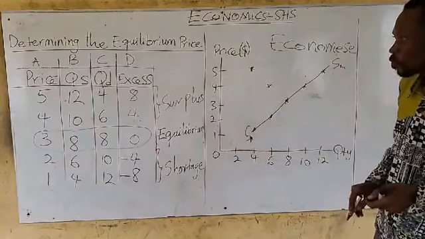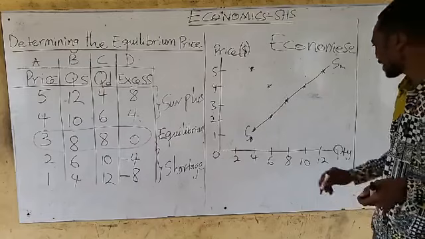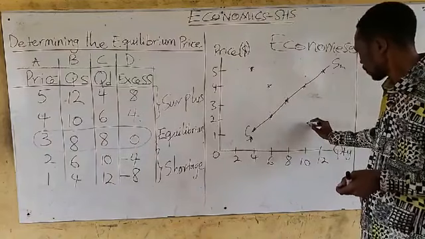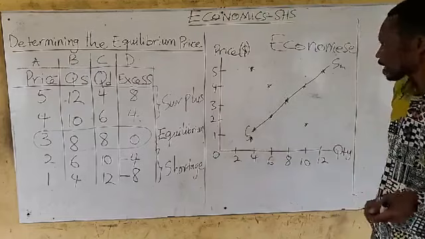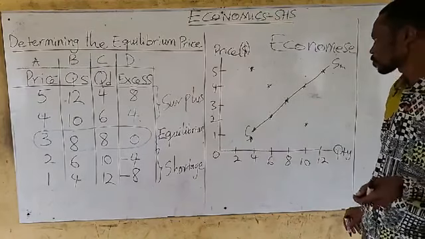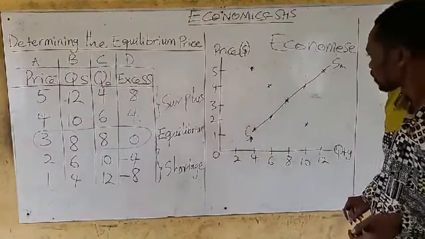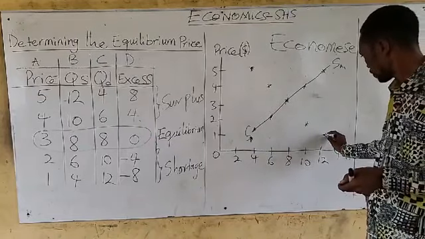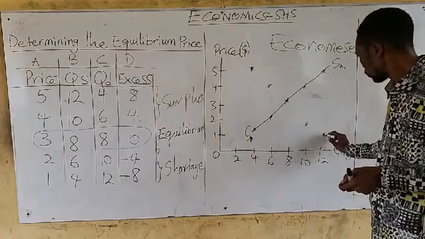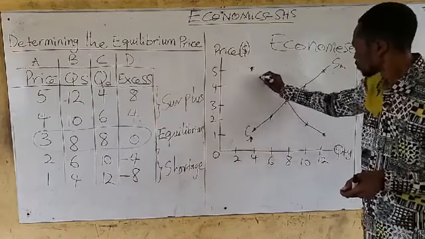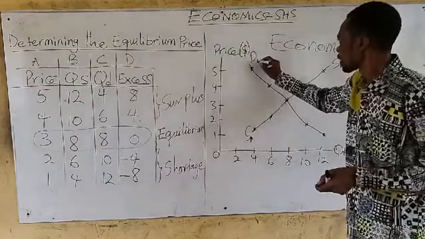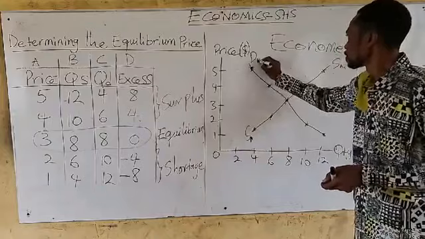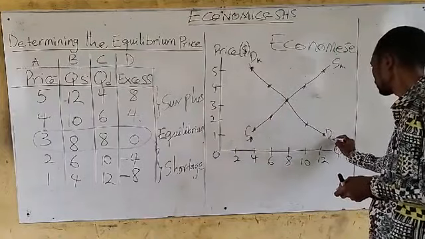Okay. Then let's move to the price of 2. Kofi came to buy 10. Then the last one, the price of 1, Kofi came to buy 12. 1, 12. Okay. Then you join this line too. This is the demand for Kofi.